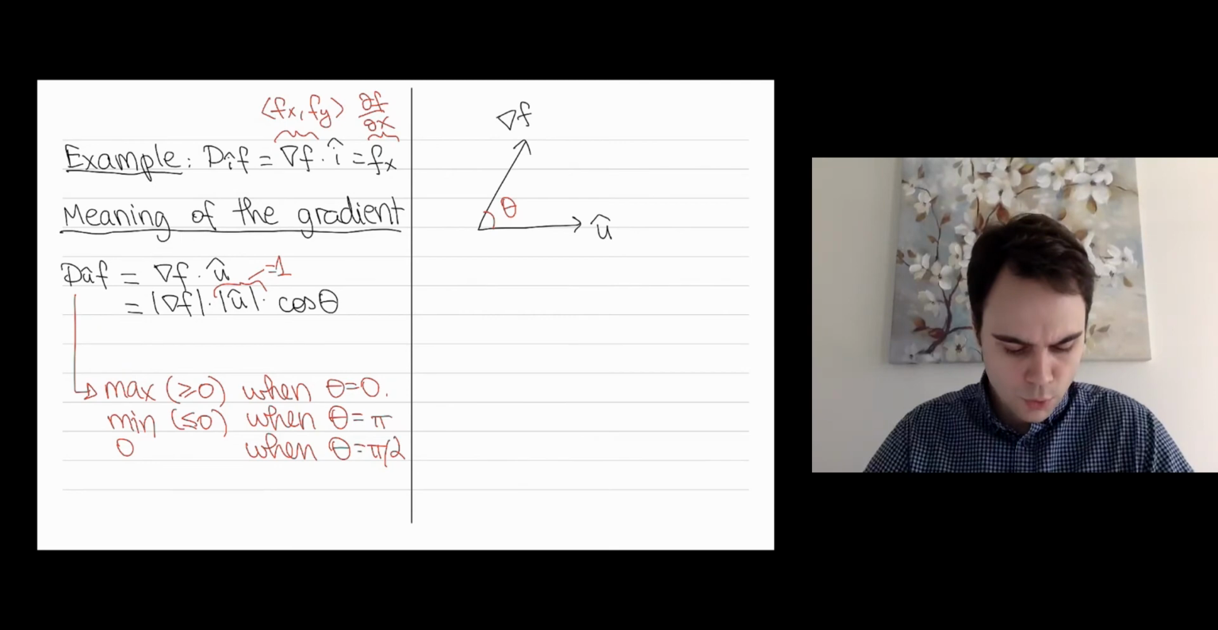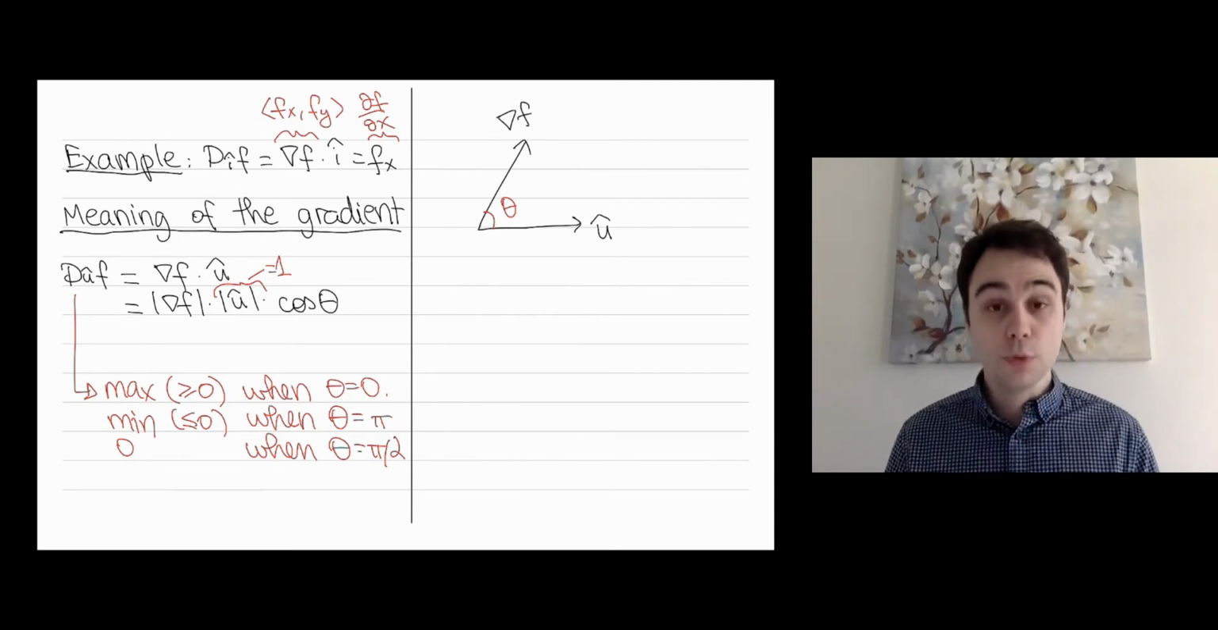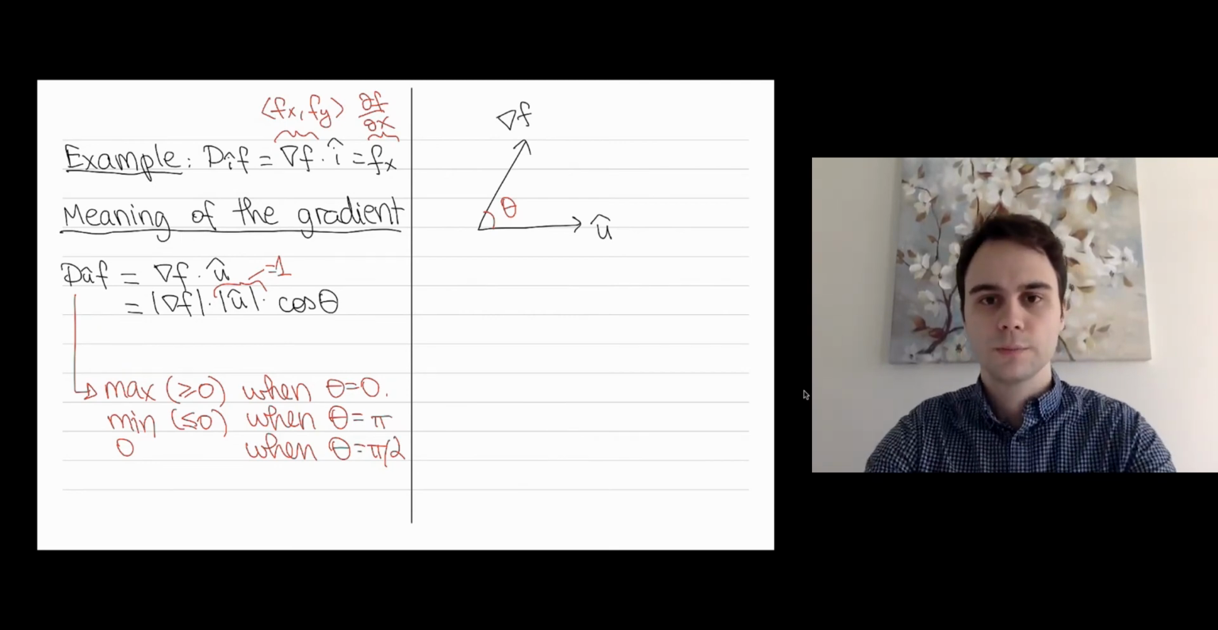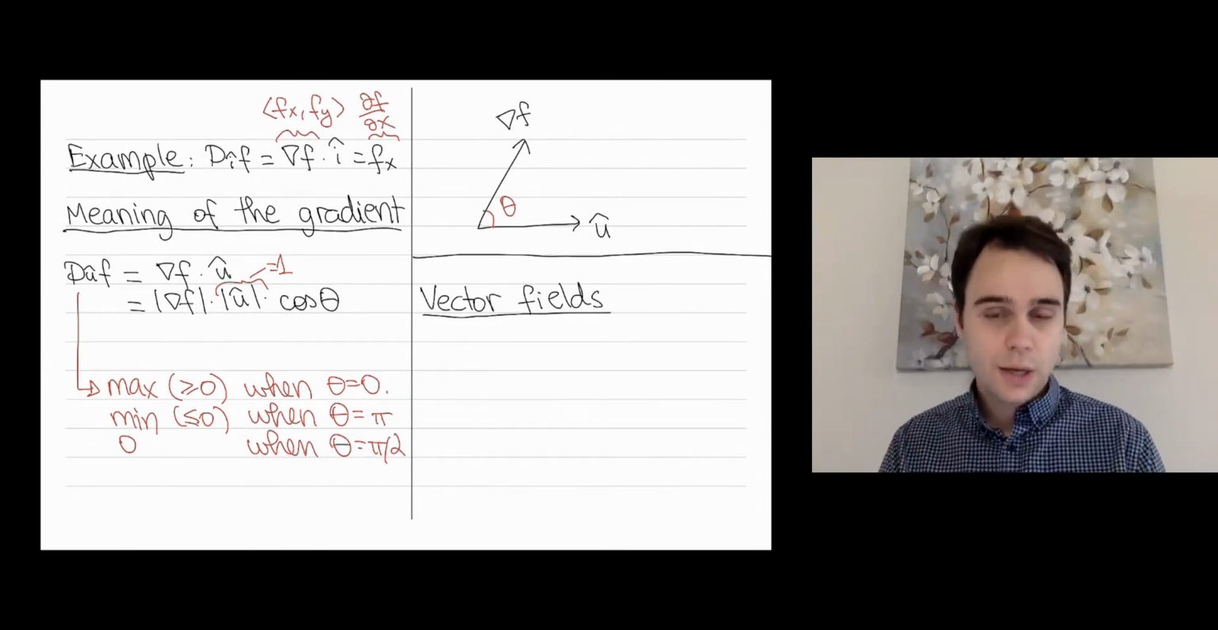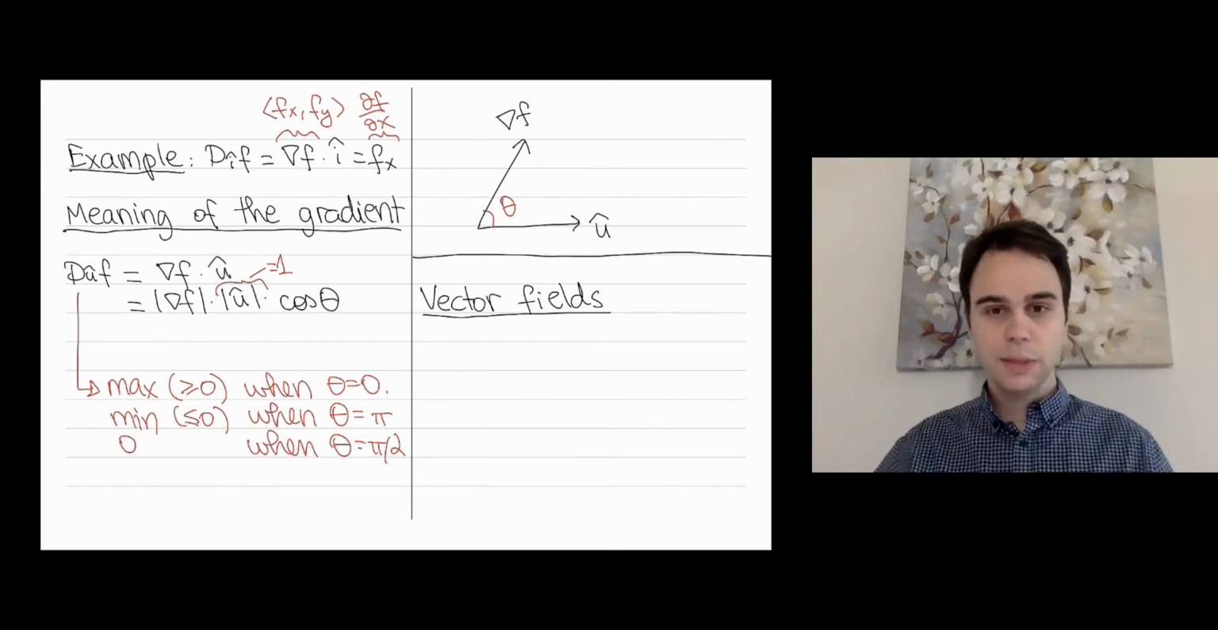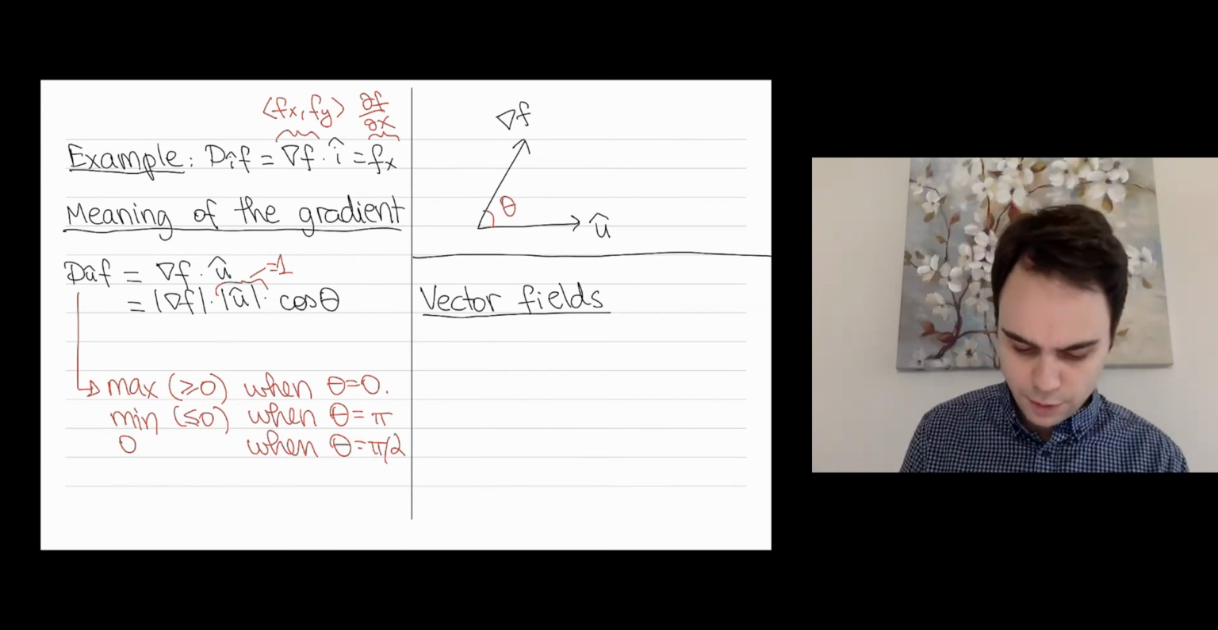Now we're going to move on to vector fields. So we're going to be dealing with vector fields in 2D and in 3D. So vector fields in the plane and vector fields in three-dimensional space.